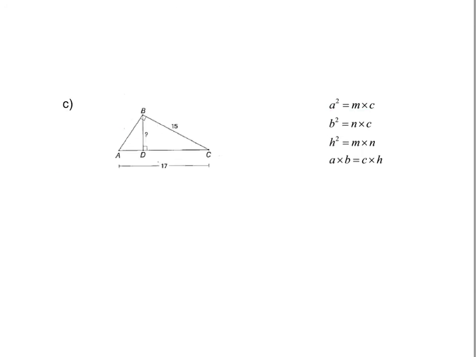Now I'd like you to try this problem on your own. There is only one variable you need to solve for. You need to find this. So label the triangle, try to find the length of BD, and we'll check the answers in class next time.